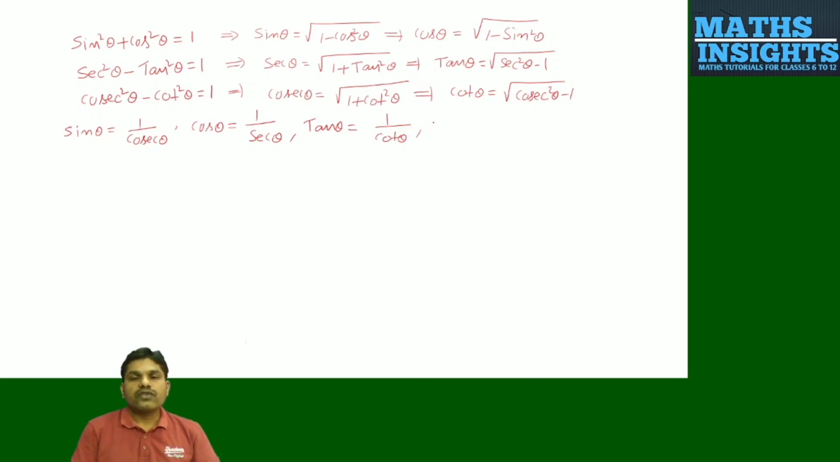And the fourth ratio is secant theta. You have already written that cos theta is equal to 1 by secant theta. From this itself, if you make secant theta the subject, then it will become 1 by cos theta. And the final one is cosecant theta, that is the reciprocal of sin theta. Therefore, I may write it as 1 by sin theta.